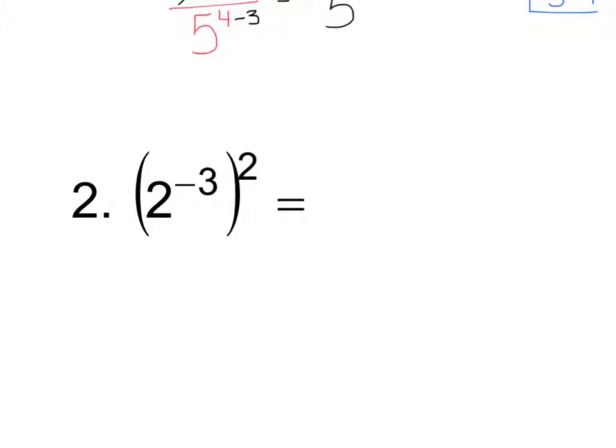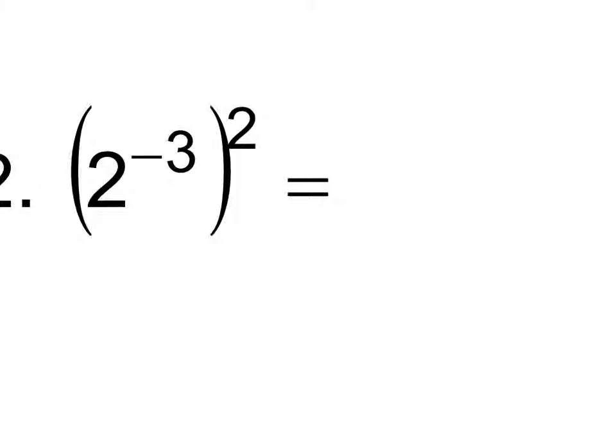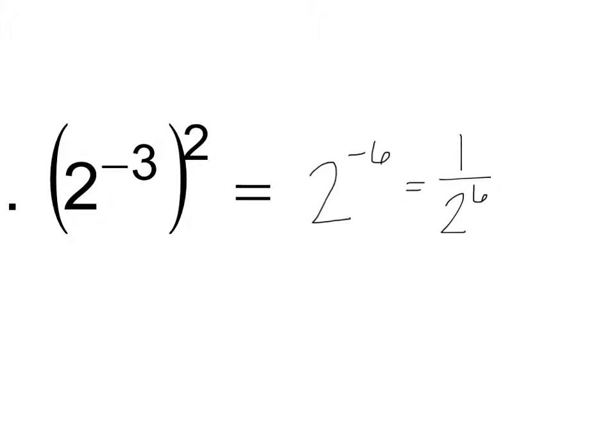All right, let's do problem number 2 here. Do we add or multiply these exponents together? Multiply, because there's only one base. So we get 2 to the negative 6. So push it to the bottom, so 1 over 2 to the positive 6, which is, I believe, 1 over 64.